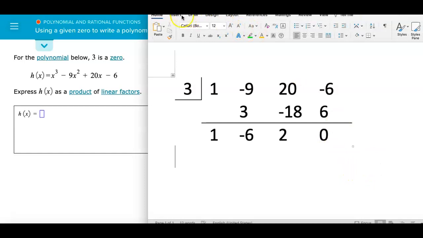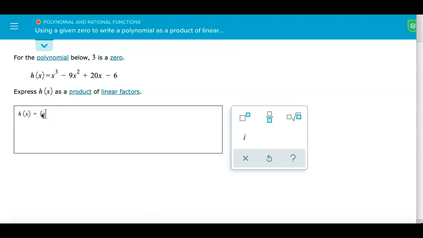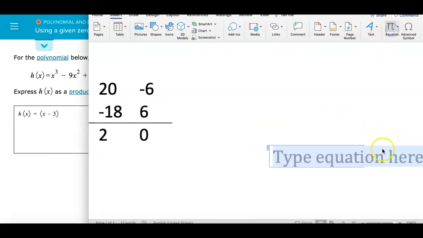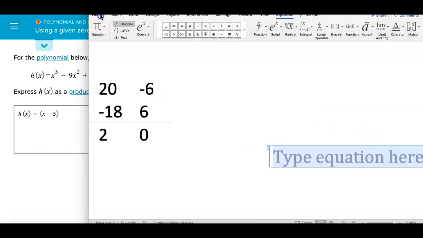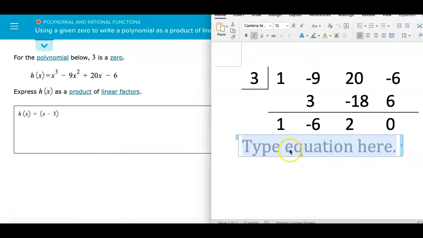Awesome. What does that tell us? Not only that they were right, that 3 is a zero. So what I get to say is x minus 3 is one of the factors, right? But not only that, now I get to work with the quotient. Give me 1 second. Let me go ahead and write the quotient down. Because who knows? Hey, this may be factorable.